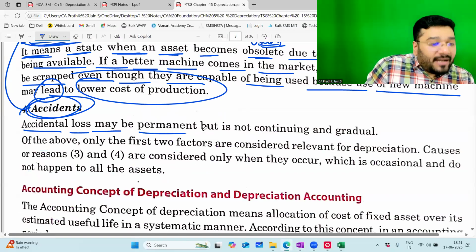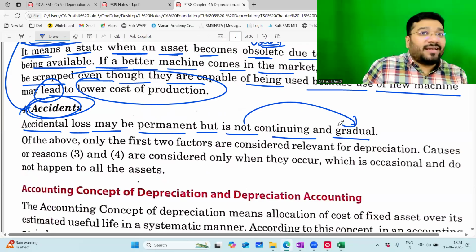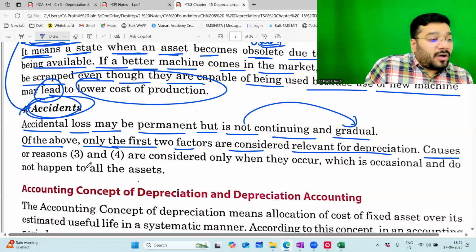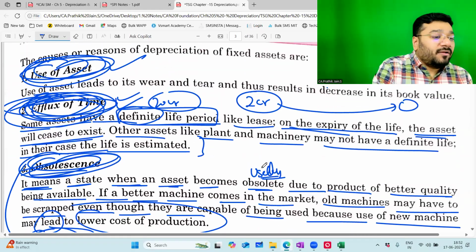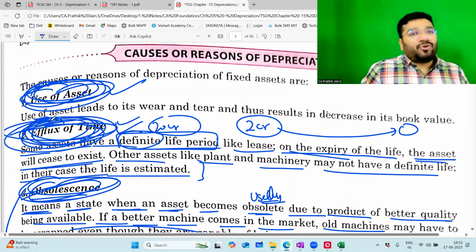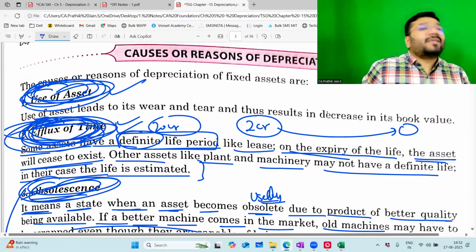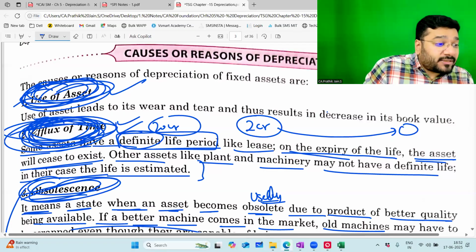Accidental losses may be permanent, but are not continuing and gradual. It is not gradual. It is steep. From 7, it became 0. Of the above, only the first 2 factors are considered relevant for depreciation. Causes 3 and 4 are considered only when they occur. Means what? First 2 reasons are the basic reasons for which you will record depreciation every year. I've used the asset, so much I used it, please allow depreciation. Efflux of time, so much time gone by, allow depreciation.